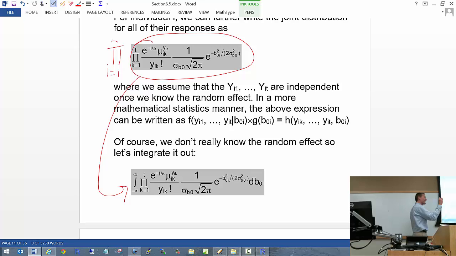So I need a way to get B out. And this is where we go to calculus. I'm going to integrate out my B so it disappears. Now you might be looking at that and thinking, well, geez, that's an easy integral because I just deal with a normal distribution there. You know, I can factor out some constants out in front. But the problem is that this mu sub ik also has the b in it. So now this becomes a quite complicated integral. You're not going to be able to sit down by hand and do this.